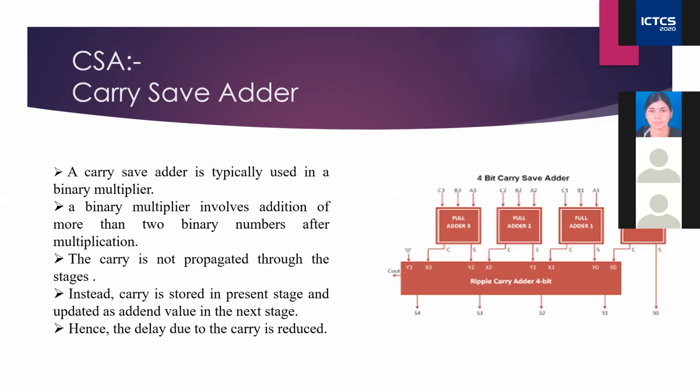Here is the first method I used, a carry save adder. A carry save adder is typically used in a binary multiplier, and it is an easily available adder. It involves the addition of more than two binary numbers. The main advantage of this type of adder is that the carry will not be propagated through each stage. Instead of propagating the carry, it will be stored in the present stage and added as an addend value in the next stage. Hence, we can reduce the delay and the carry is reduced.